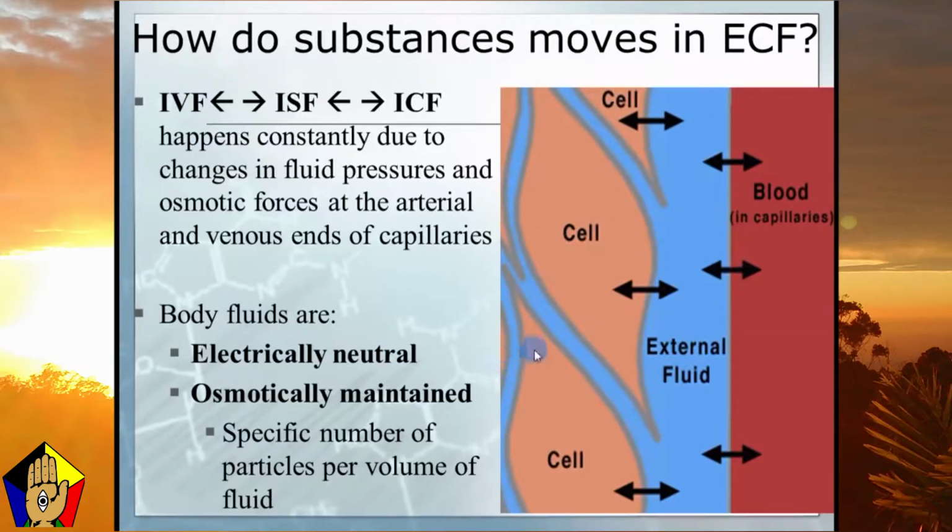Two keys to remember: when things are shifting, they try to stay electrically neutral. So when a positive moves across the membrane, a negative will go with it, or a positive will go the opposite way to keep it neutral. And we'll talk about this more in detail later. The other thing is osmosis. Water likes to distribute evenly across the different compartments, so it's trying to hit equilibrium.